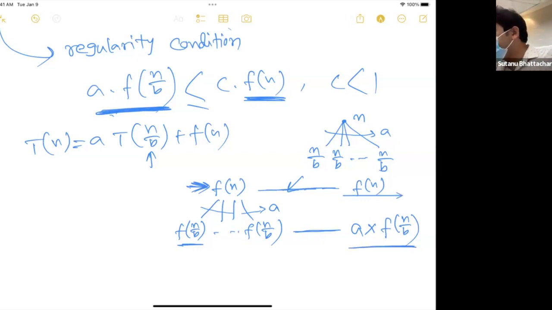At the lower level, you are spending a multiplied by f of n by b time. And it is saying that at the upper level, you are spending more time compared to the lower level. Even if you multiply by a value c, and c is less than 1, that means the fraction of the upper level time is still greater than or equal to your lower level time. Did you get it? Do I repeat it?